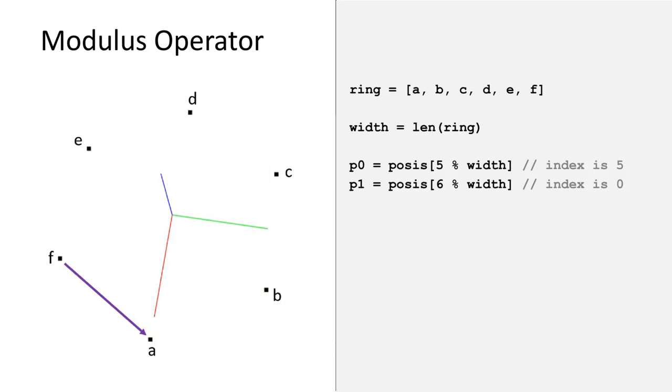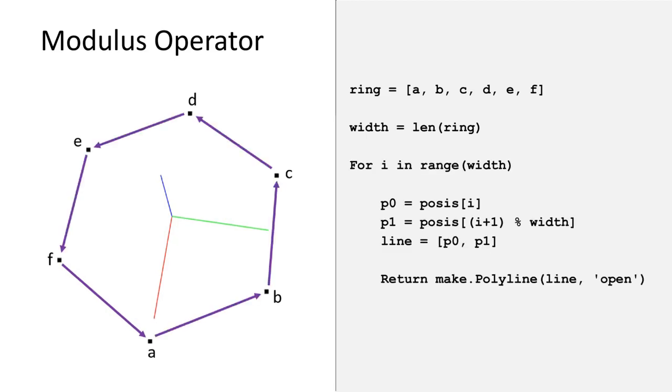One simple solution to this is to use the modulus operator. The modulus operator uses the percent symbol. The operator divides the first number by the second number and returns the remainder. In the example, we see that 2 positions are extracted from the list. For P0, the result of 5 modulus 6 is 5. So P0 will be set to position F. For P1, the result of 6 modulus 6 is 0. So P1 will be set to position A.